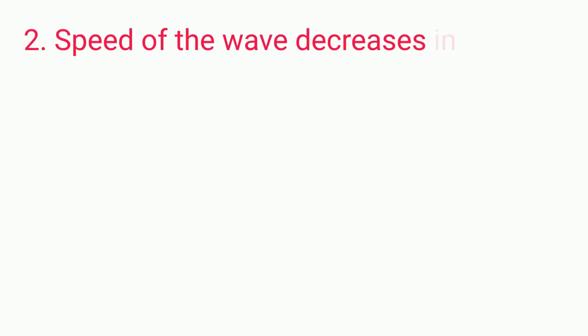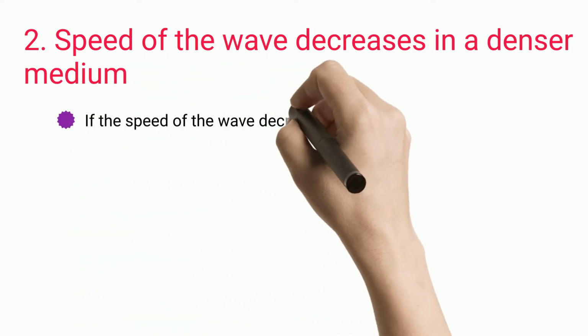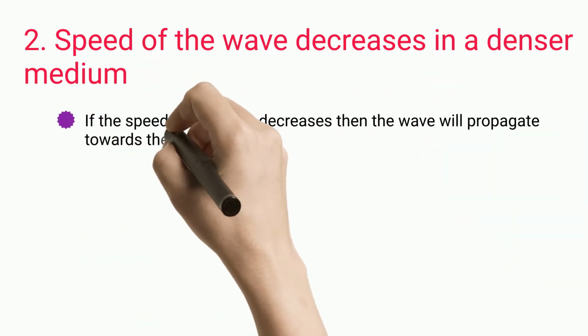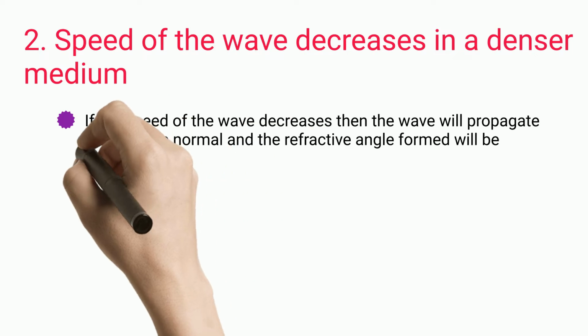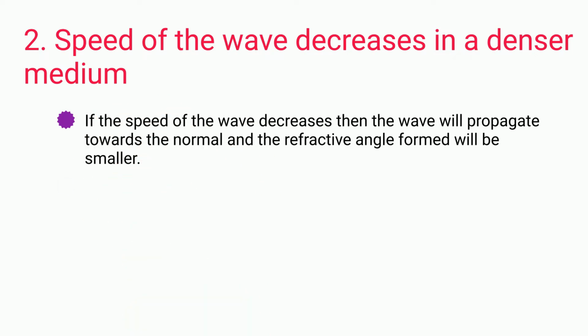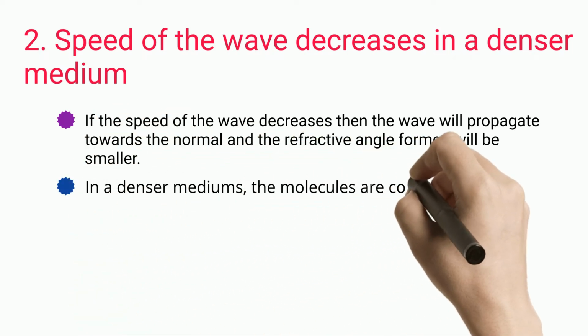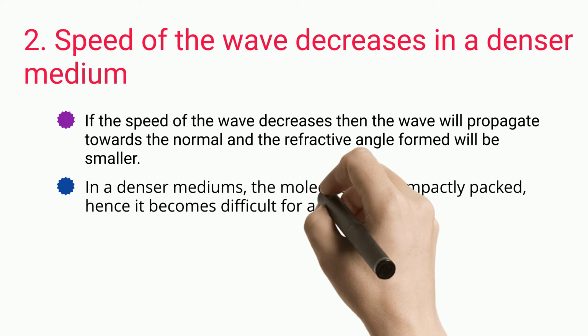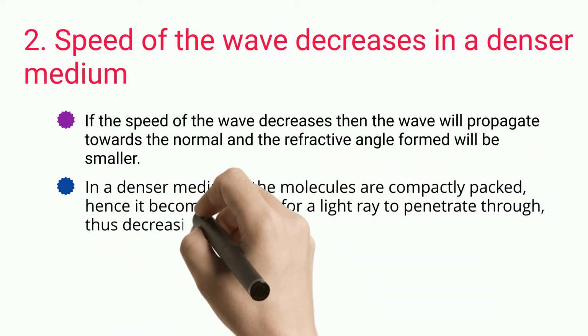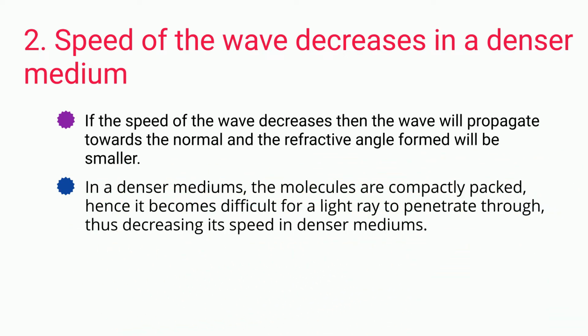2. Speed of the wave decreases in a denser medium. If the speed of the wave decreases, then the wave will propagate towards the normal, and the refractive angle formed will be smaller. In denser mediums, the molecules are compactly packed, hence it becomes difficult for a light ray to penetrate through, thus decreasing its speed in denser mediums.